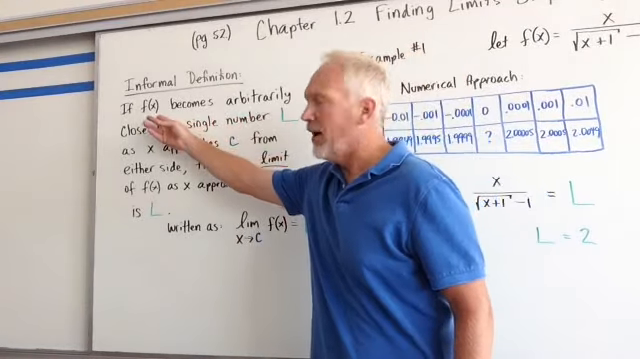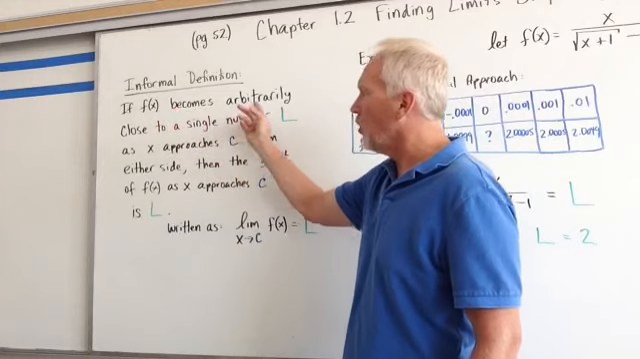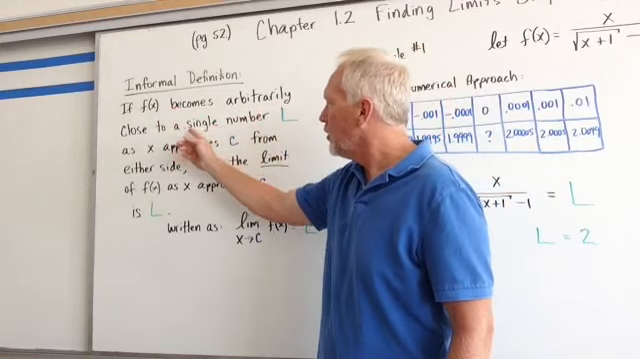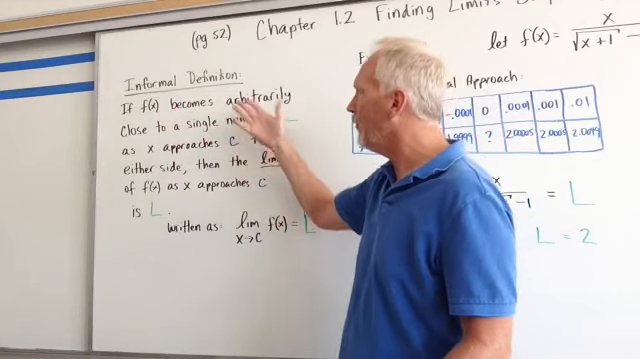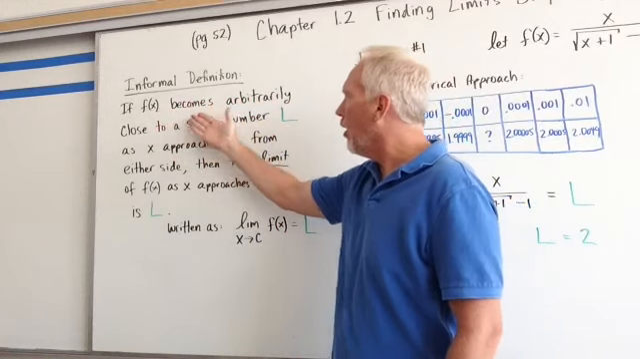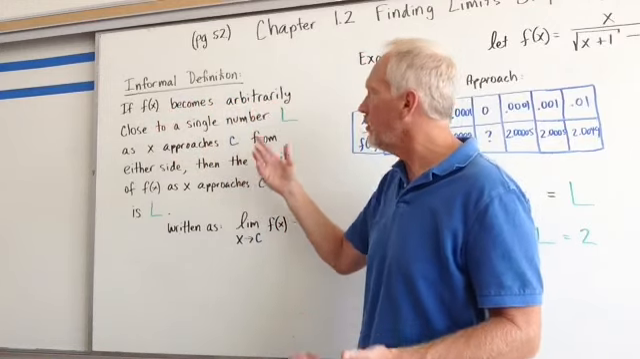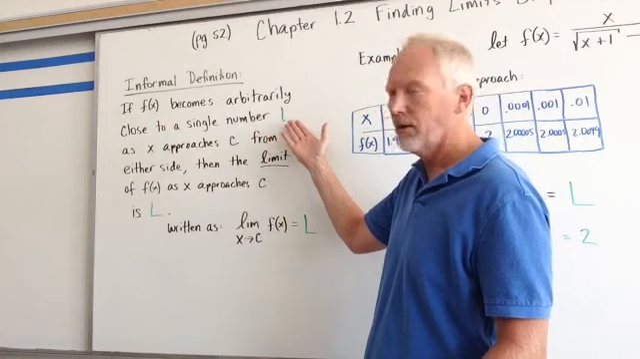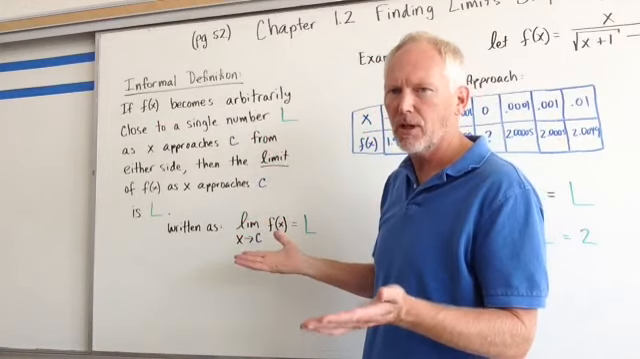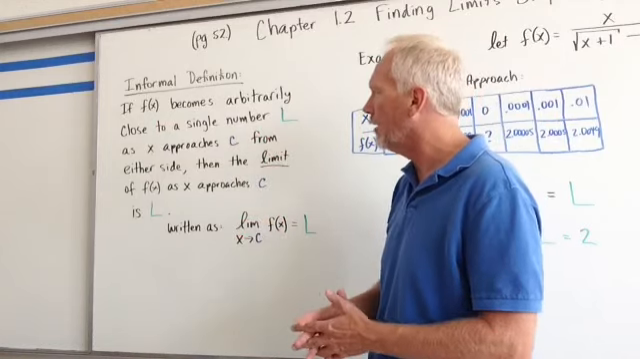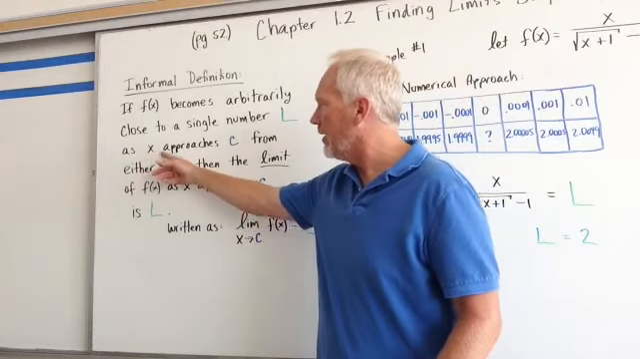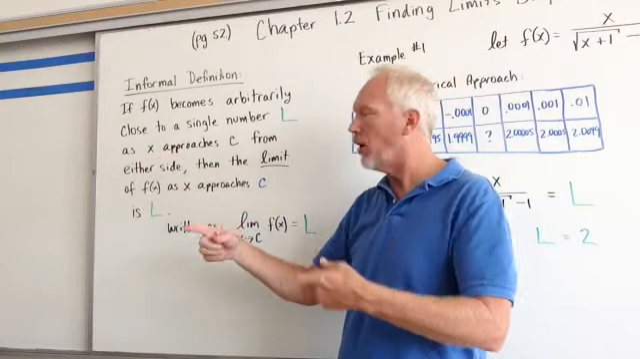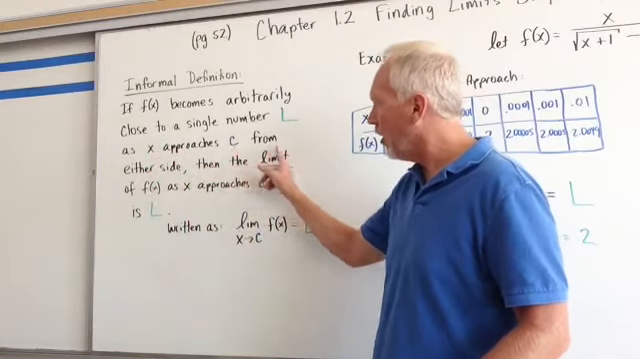We have, if f of x becomes arbitrarily close to a single number L, so if the y values are getting arbitrarily close to a specific L value, we call it L just because we need to give it some identification, right? As the x's approach some c from either side.